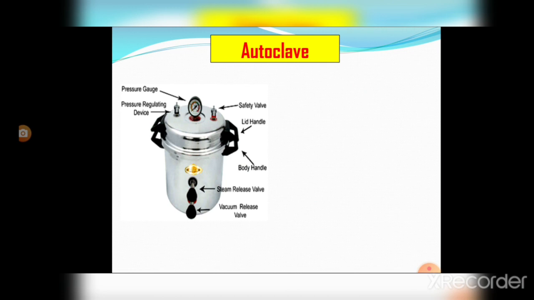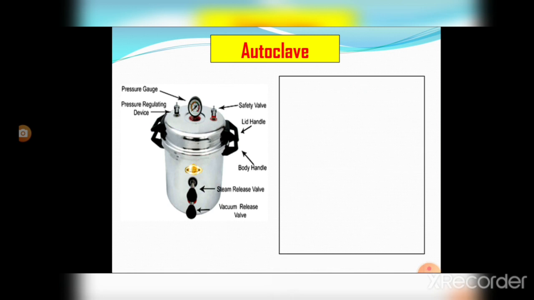Now first is the autoclave. We can see here the autoclave diagram. Now the autoclave mainly consists of a pressure gauge and a pressure regulating device, where we can regulate our pressure in the autoclave. Then we have a safety valve, lid handle, body handle, and here a steam release valve and vacuum release valve.